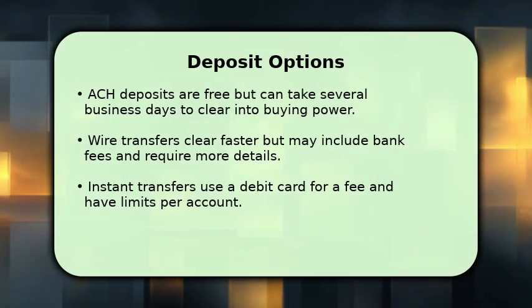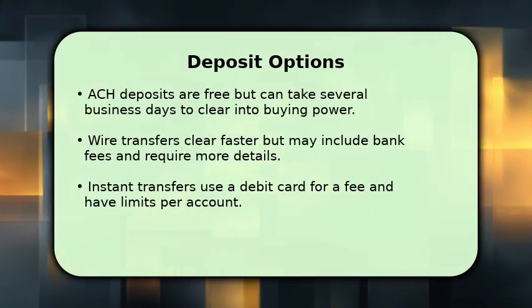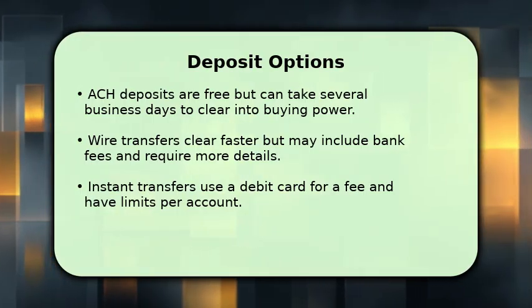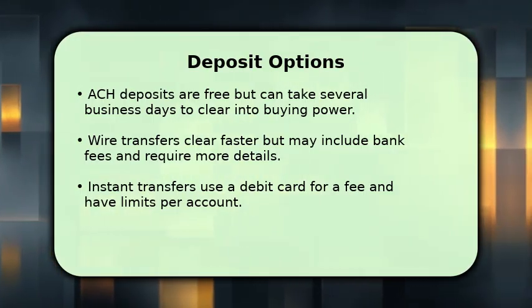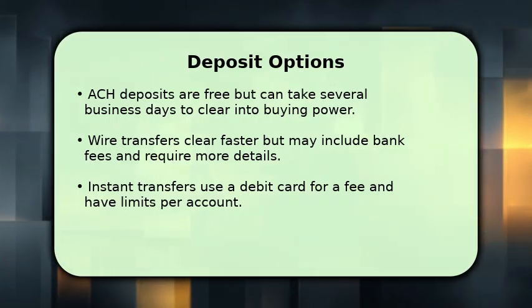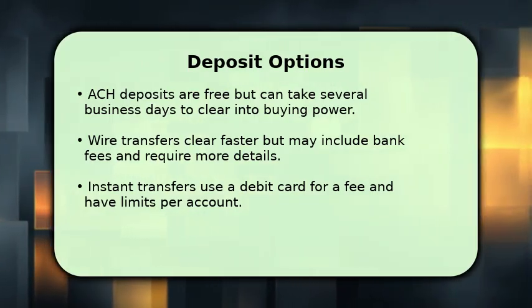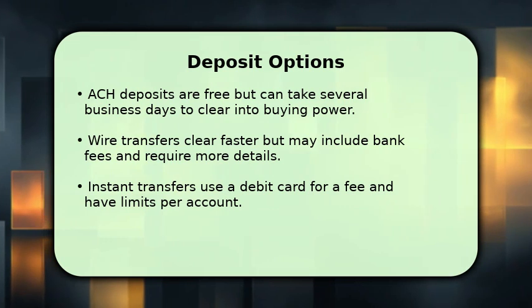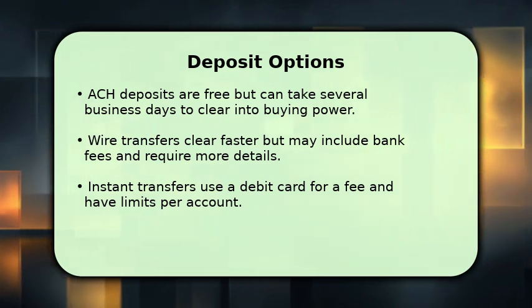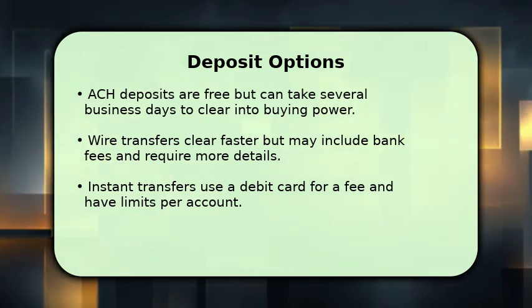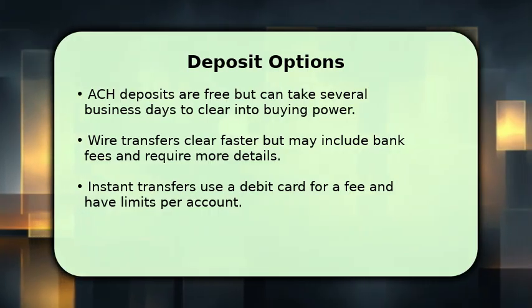Robinhood offers ACH, wire, and instant debit transfers, and I will explain which option fits your needs best. ACH deposits are free but can take several business days, while wires clear faster but may involve bank fees. Instant transfers use your debit card for a fee and have limits based on account history.